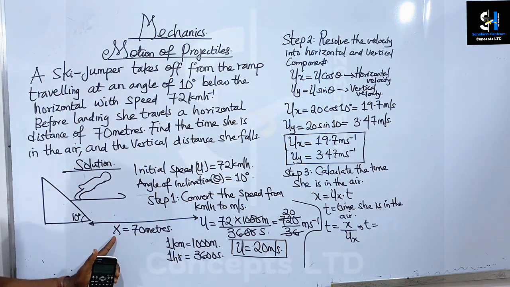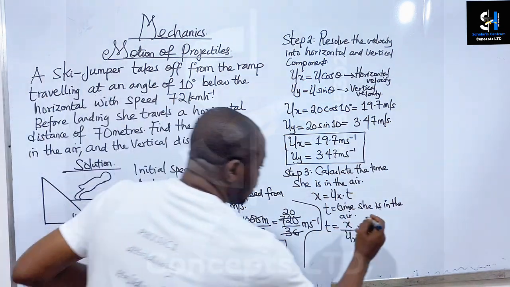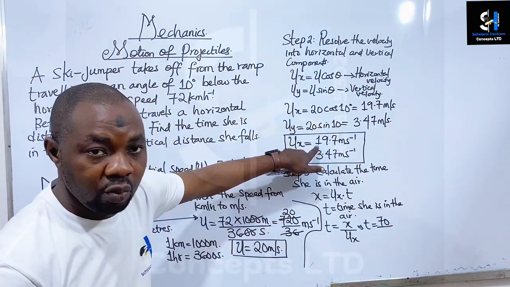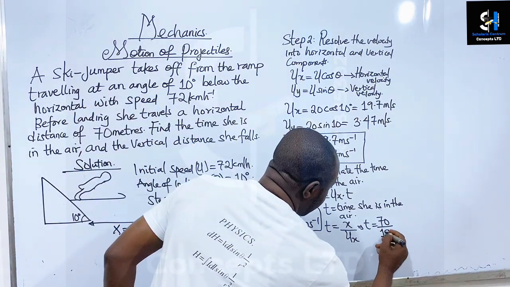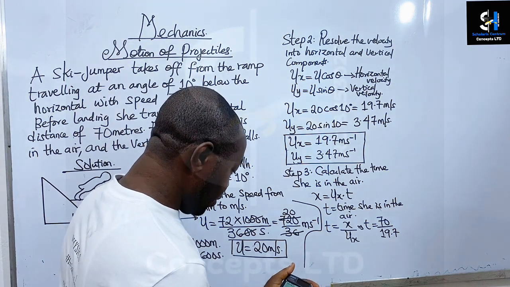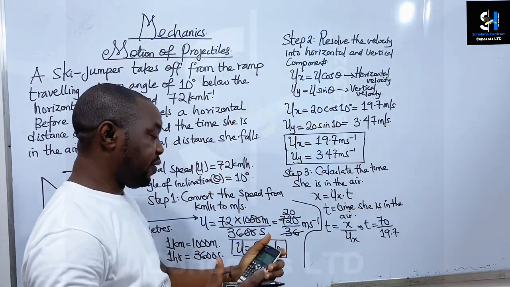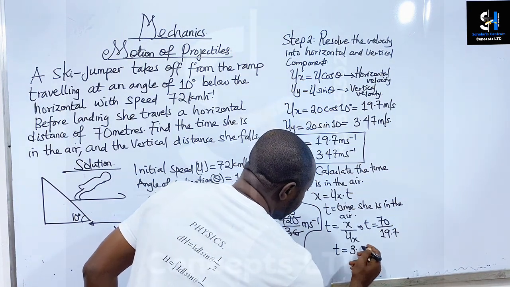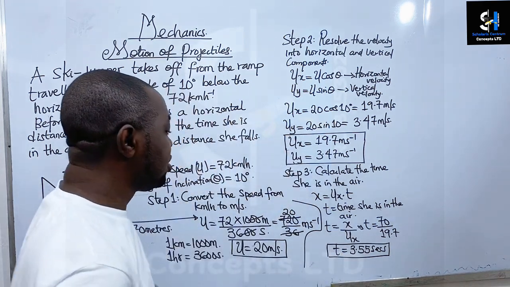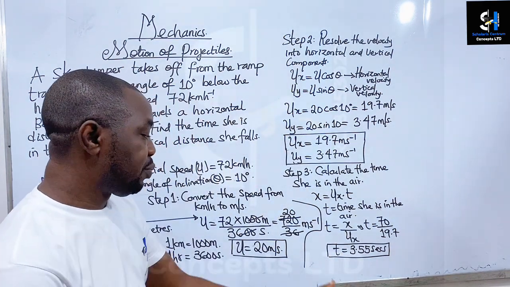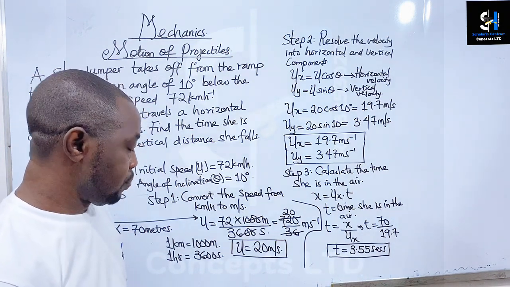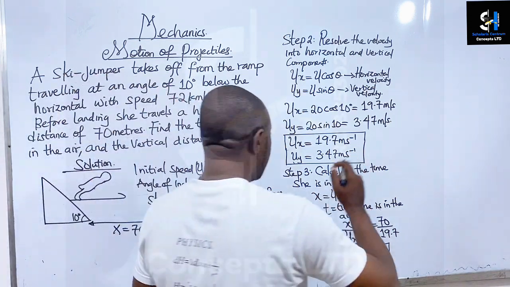Remember, the value of x, the horizontal distance, is 70 meters. So this will be 70 divided by the horizontal velocity, 19.7. That is 3.55. So t equals 3.55 seconds. That's the time she's in the air: 3.55 seconds.